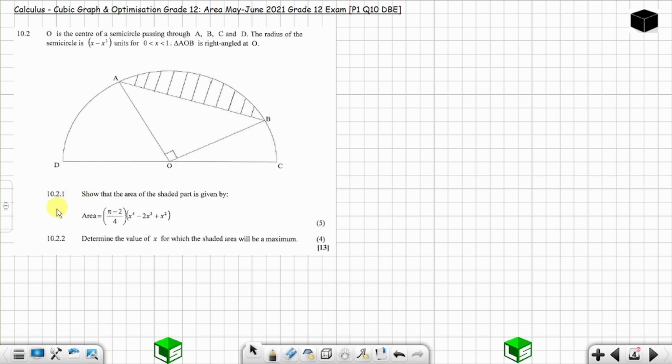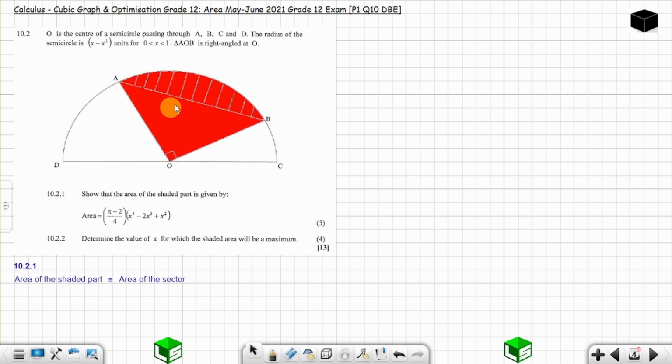So to solve question 10.2.1, you have the area of the shaded part. This is equal to the area of this shape first. This is a sector, the area of the sector, right? This one in red, minus the area of this right triangle, the area of the right triangle, this one in blue. And then you can see you are going to remain with this shape, which is the shaded part.